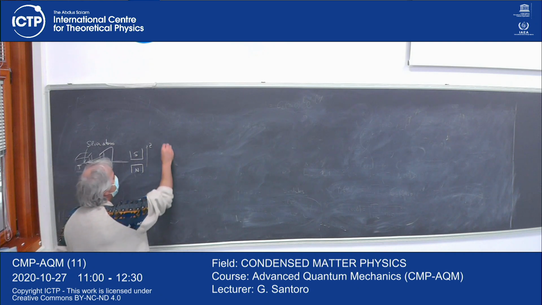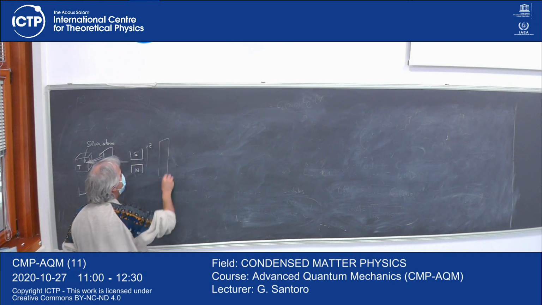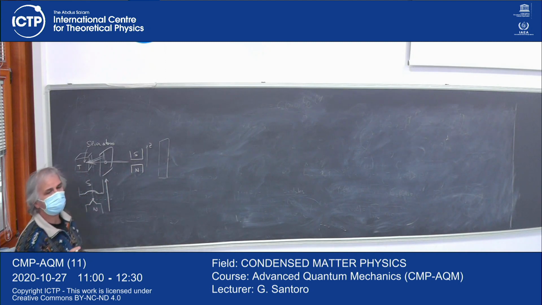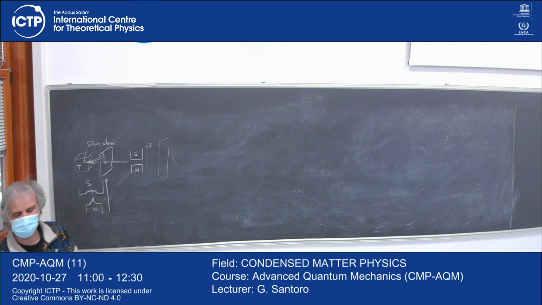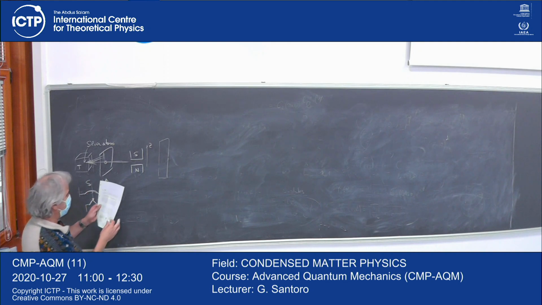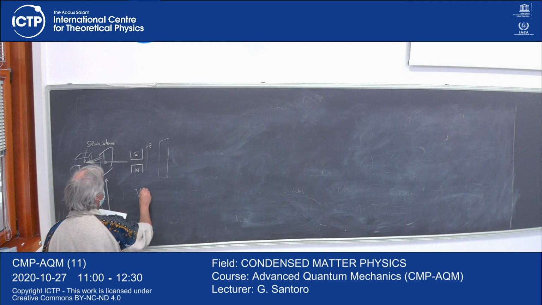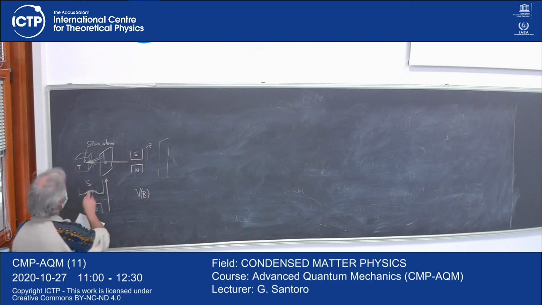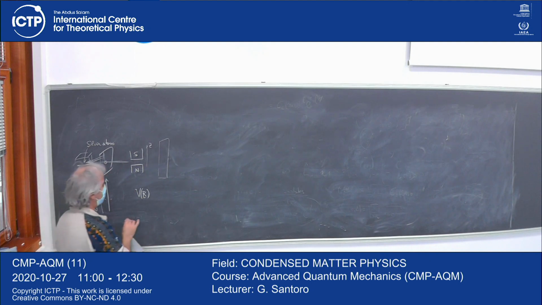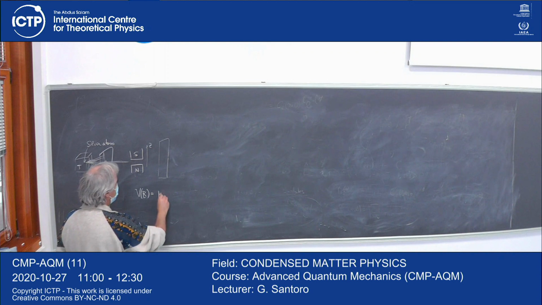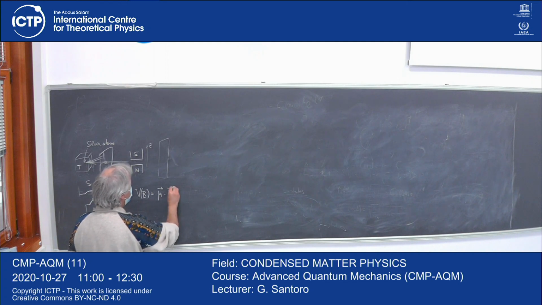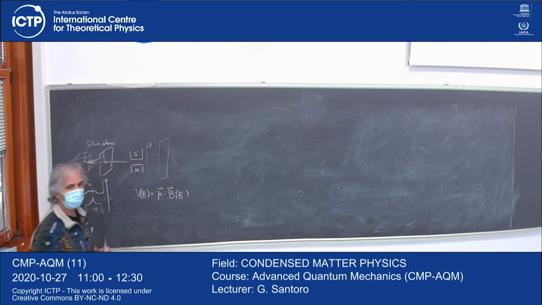Then they put a screen here, and these are silver atoms. If you think of them as having some magnetic moment, they will interact with the magnetic field. You remember that the interaction potential, where R is the position of the atom, so the center of mass of this atom, is equal to minus the magnetic moment scalar product the magnetic field. This is classical electromagnetism.